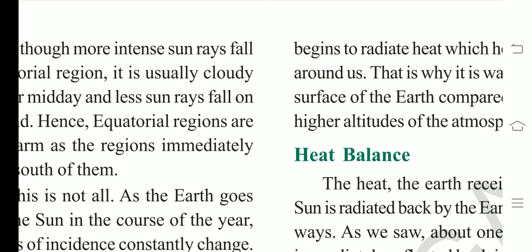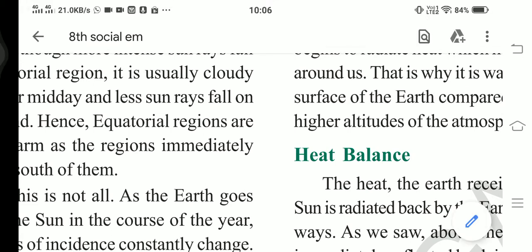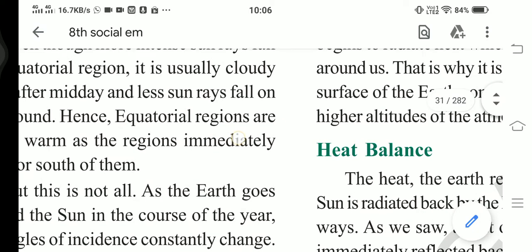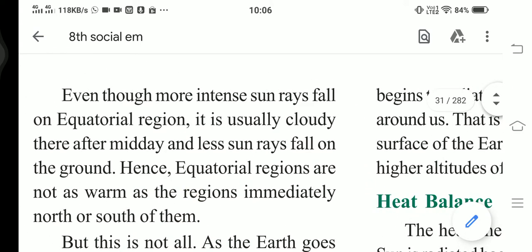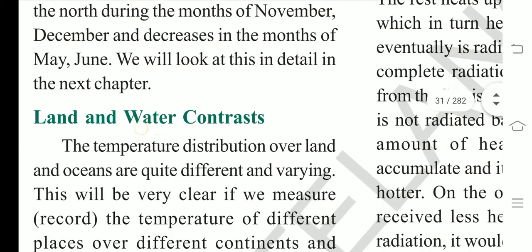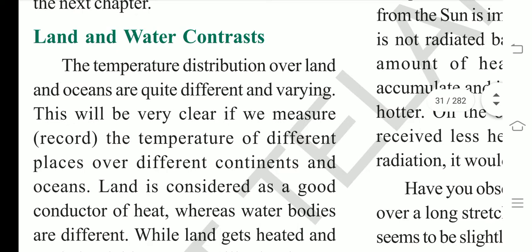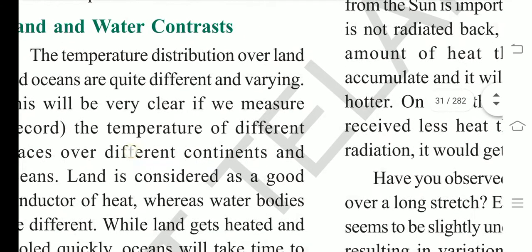The next point we have seen is land and water concentration. Land absorbs heat very fast and becomes cool very fast when compared to the water body. That is also what we have seen. Then another point, heating of the atmosphere. The atmosphere is heated by terrestrial radiation, not by solar radiation.